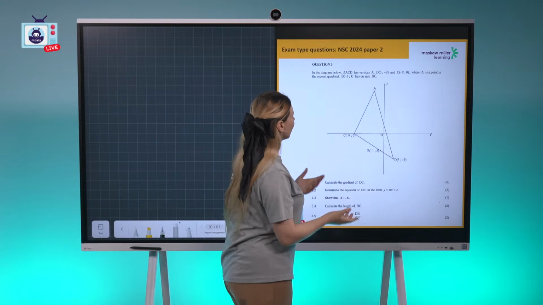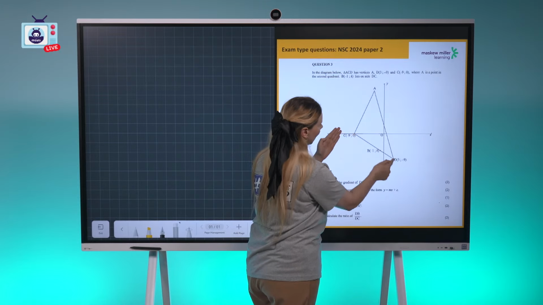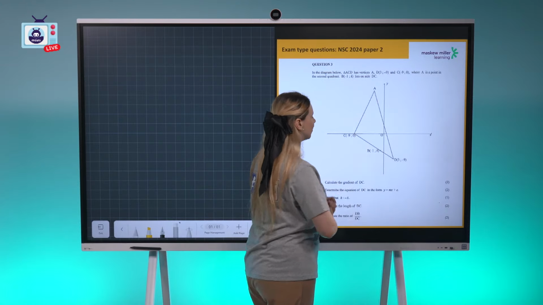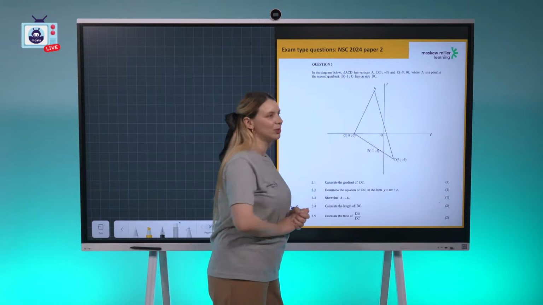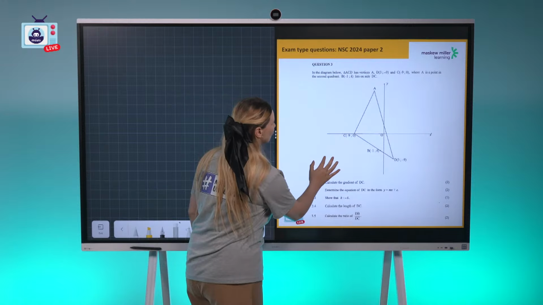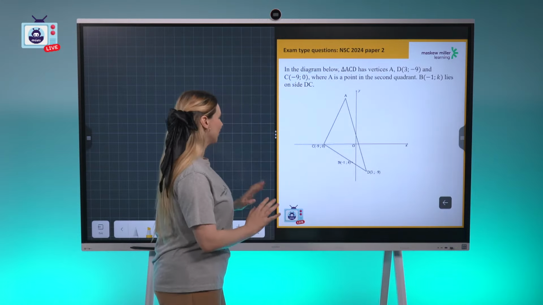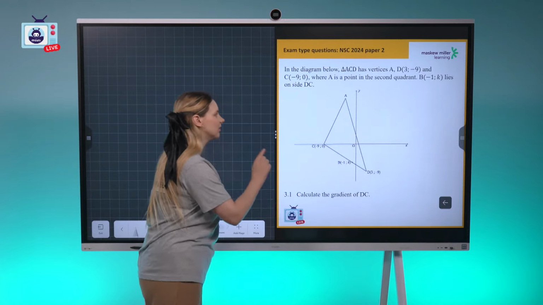And then they also tell us that B lies on DC. We can see B is lying on the line DC over here, B being the point -1 and K. We don't know what that Y coordinate of B is. Okay, let's go through the very first question, and that is 3.1. I'm just going to make it a little bit bigger. There we go. So 3.1, the first question says, calculate the gradient of DC.